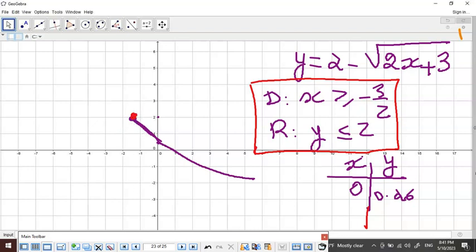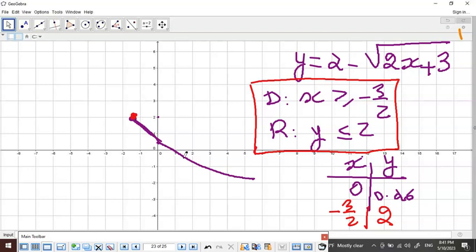So let's take a value. Let's take x equal minus 3 over 2. If you replace x by minus 3 over 2, 2 times minus 3 over 2 gives me minus 3. Minus 3 plus 3 is 0. Radical 0. So what is the answer? 2. It means minus 1.5 and 2. This is the first point here.